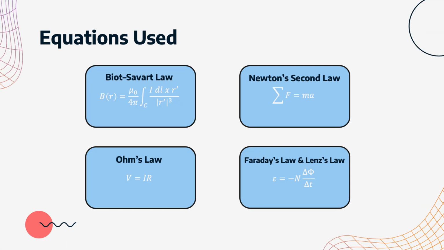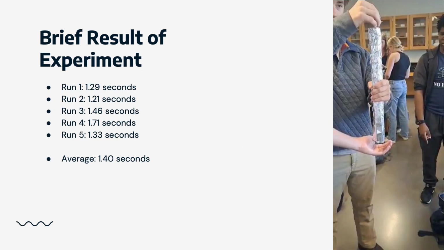When it comes to the equations used in this experiment, we use the Biot-Savart law, Newton's second law, Ohm's law, Faraday's law, and Lenz's law, which is essentially the same equation. All the equations can be seen below. For the brief results of our experiments, we had 5 runs: run 1 being 1.29 seconds, run 2 being 1.21 seconds, run 3 being 1.46 seconds, run 4 being 1.71 seconds, and run 5 being 1.33 seconds, with an average of 1.40 seconds. A picture on the right shows us doing the experiment.